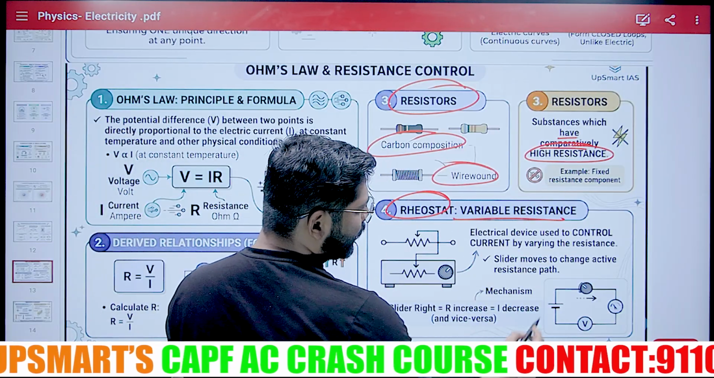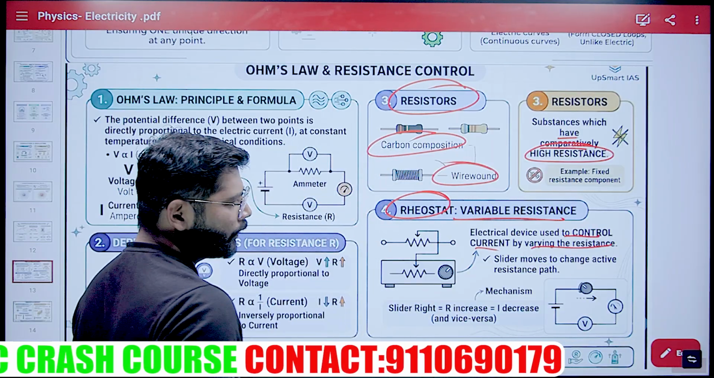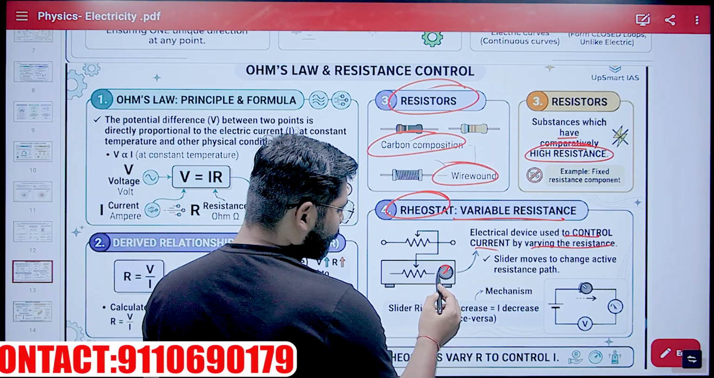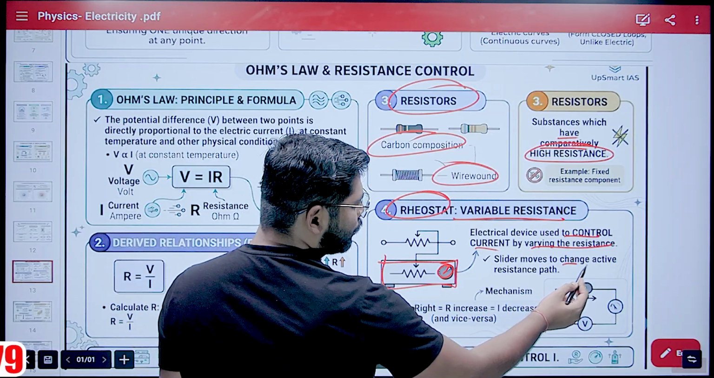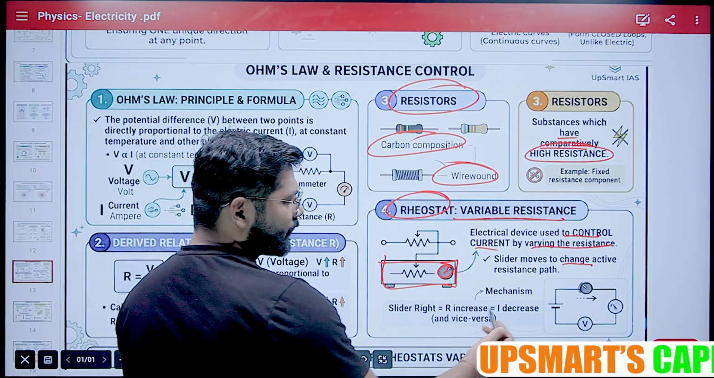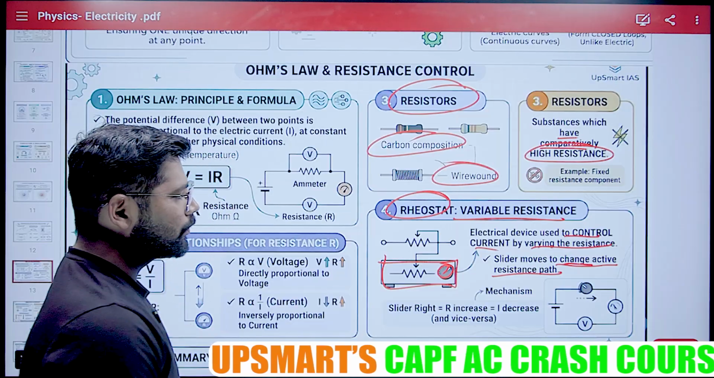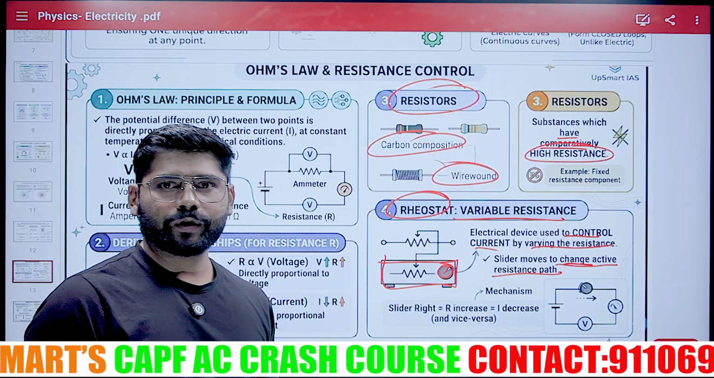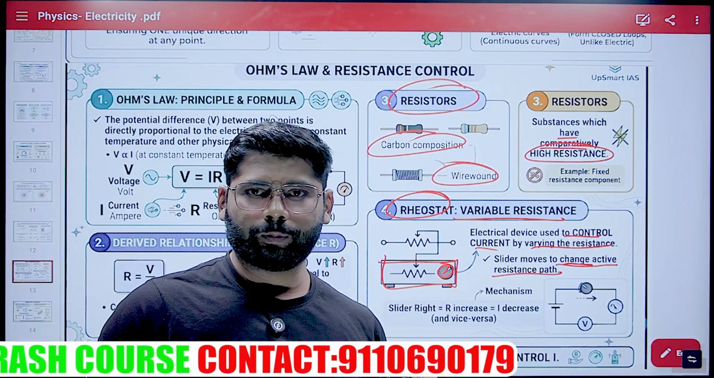They are variable devices used to control the current by varying resistance. So they use different kinds of resistance. This is the slider, and this is the resistor. When the slider moves, it changes the active resistance path. So if the slider moves in the right direction, what will happen? Resistance will increase and current will decrease, because increased resistance means it is disallowing the flow of current.